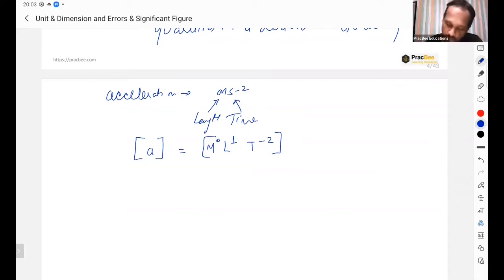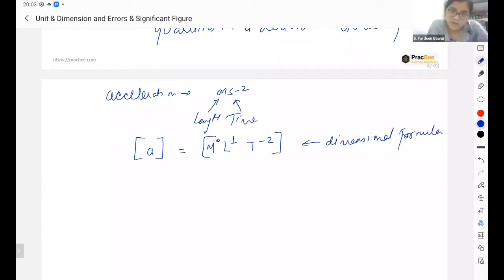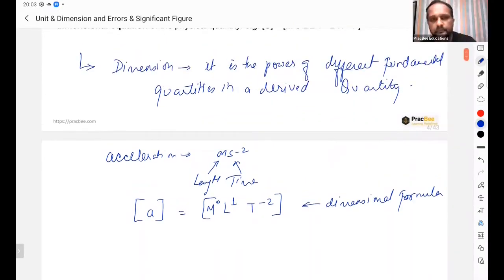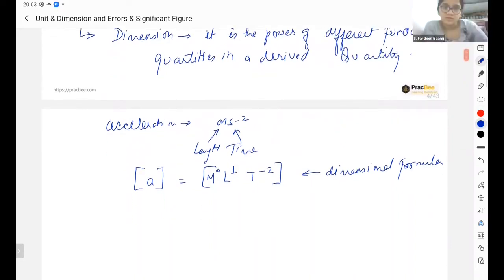This is called the dimensional equation or dimensional formula. So what is the dimensional formula? The dimensional formula is a formula showing the powers of the different fundamental quantities in a unit. Got it? Clear? Very good.